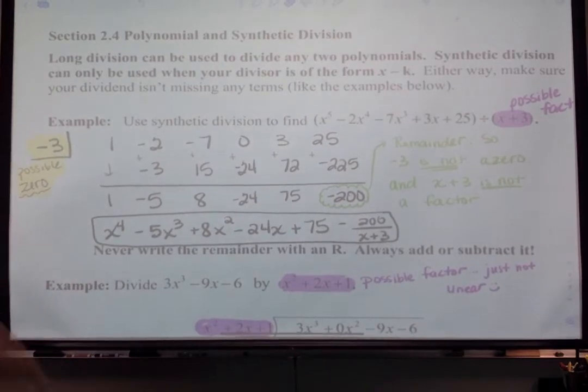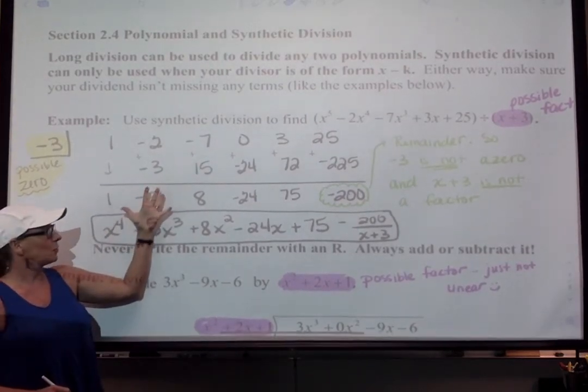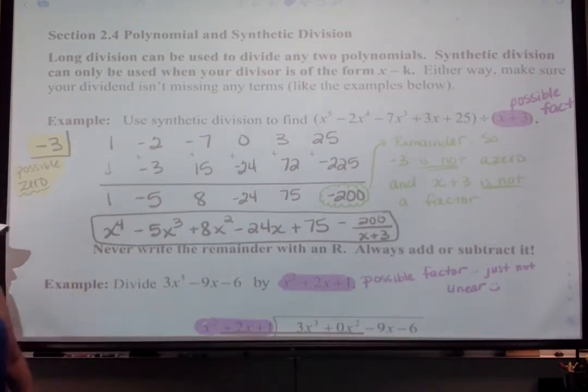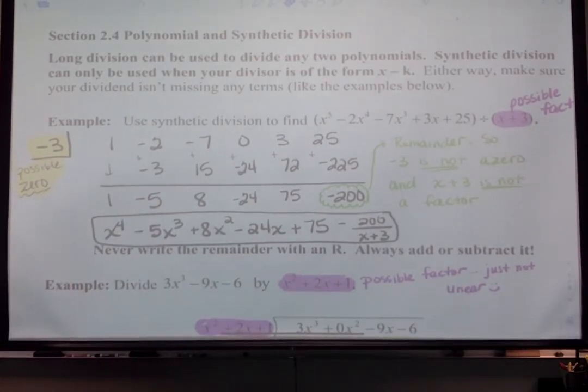That's my final answer. When I divide a 5th degree polynomial by a 1 degree polynomial, I get a 4th degree polynomial. Okay.